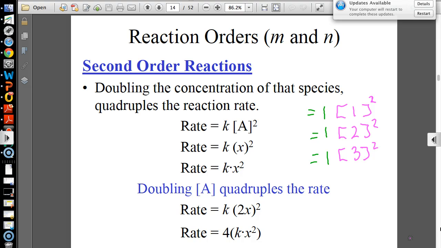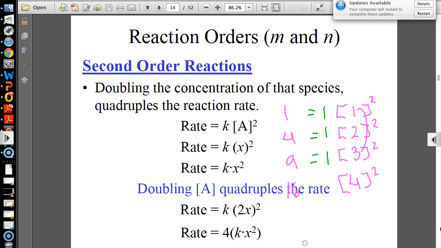So 1 squared is 1 times 1 is 1. So my rate would be 1. Well, 2 squared is 4 times 1 is 4. So notice I doubled my concentration, but right here this went up by a factor of 4. Okay, 3 squared is 9 times 1 is 9. So I tripled my concentration, but this went up by a factor of 9. If I quadruple my concentration, this is going to go up by a factor of 16.